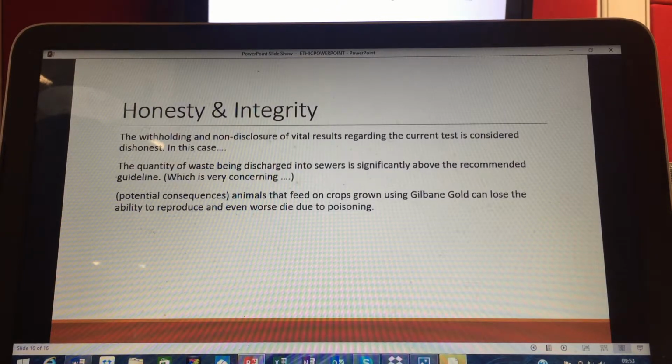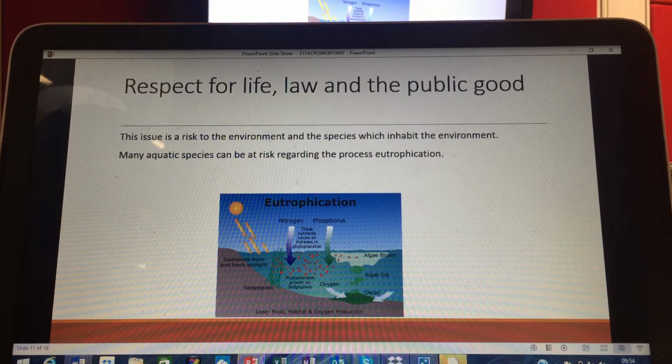This could result in the damage of crops as a result of the large quantities of the sludge. In addition, some say that animals that feed on crops grown using Gilbane Gold can lose the ability to reproduce and even worse, die due to poisoning. The third point is respect for life, law, and the public good.